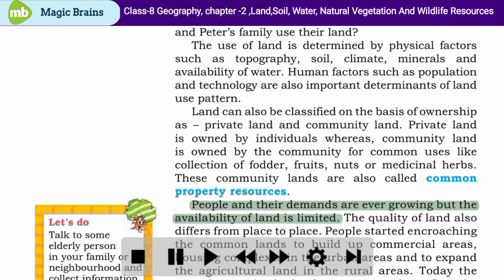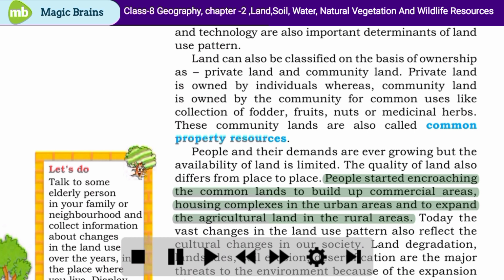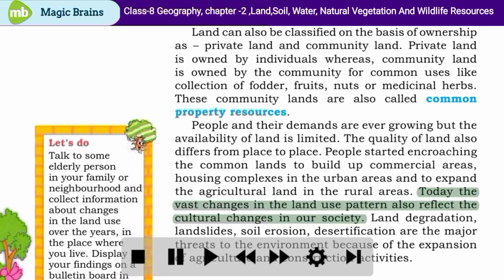People and their demands are ever growing, but the availability of land is limited. The quality of land also differs from place to place. People started encroaching the common lands to build up commercial areas, housing complexes in the urban areas, and to expand the agricultural land in the rural areas. Today, the vast changes in the land use pattern also reflect the cultural changes in our society.